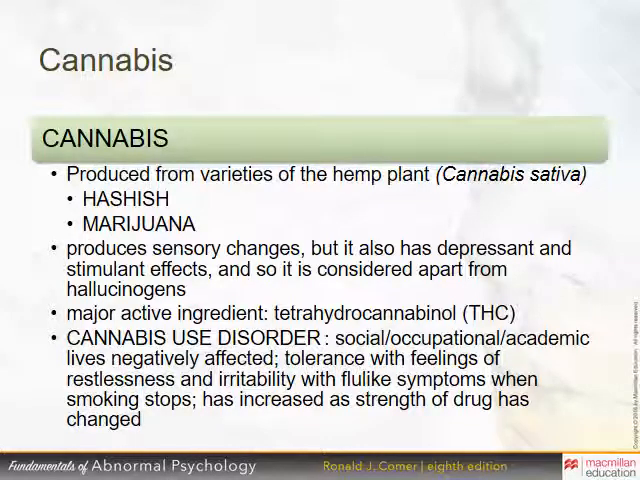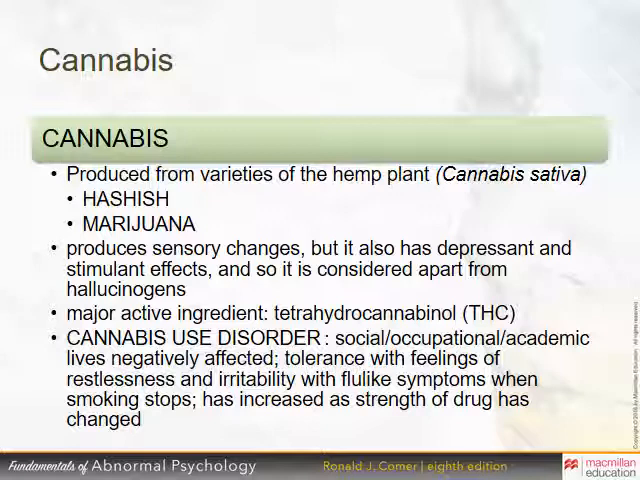Cannabis is produced from varieties of the hemp plant, including hashish and marijuana. It produces sensory changes, but also has depressant and stimulant effects, and so it's considered apart from hallucinogens. The major active ingredient is tetrahydrocannabinol, or THC.